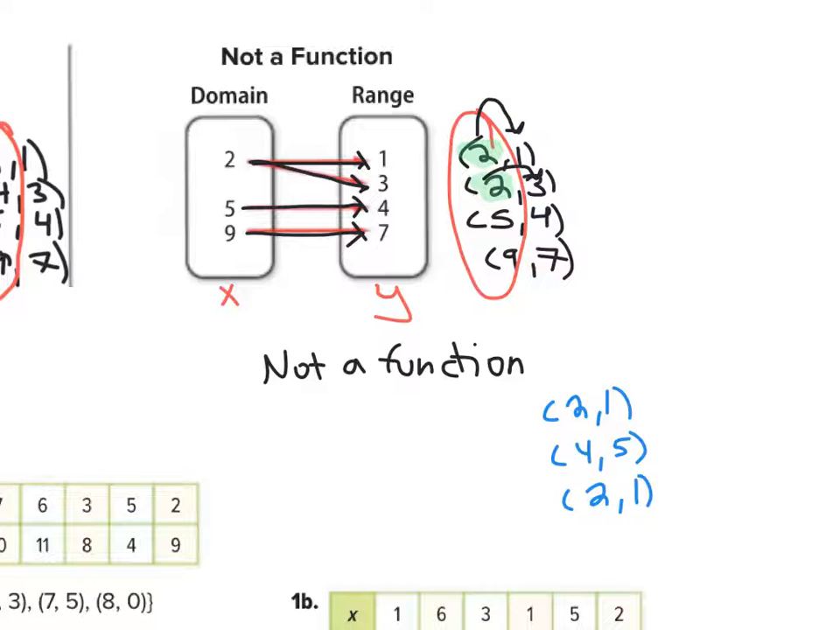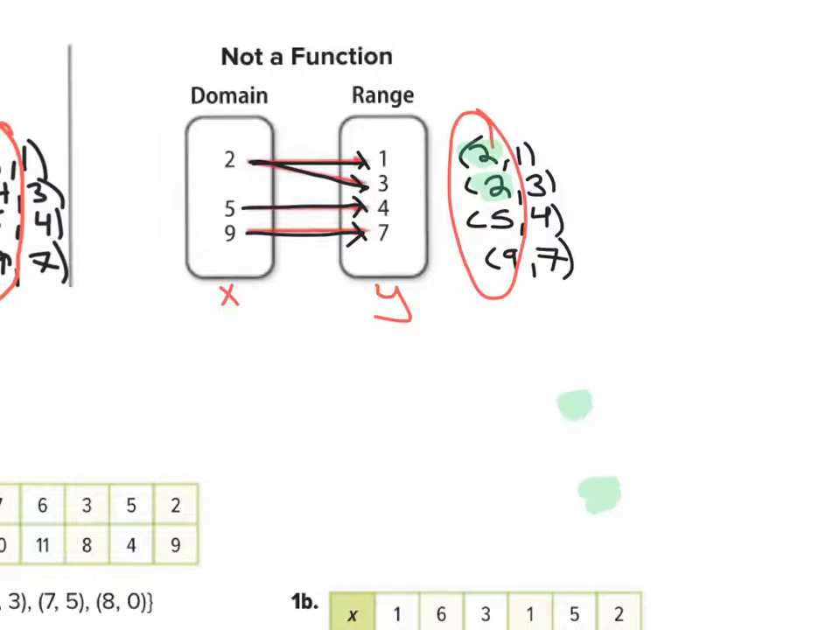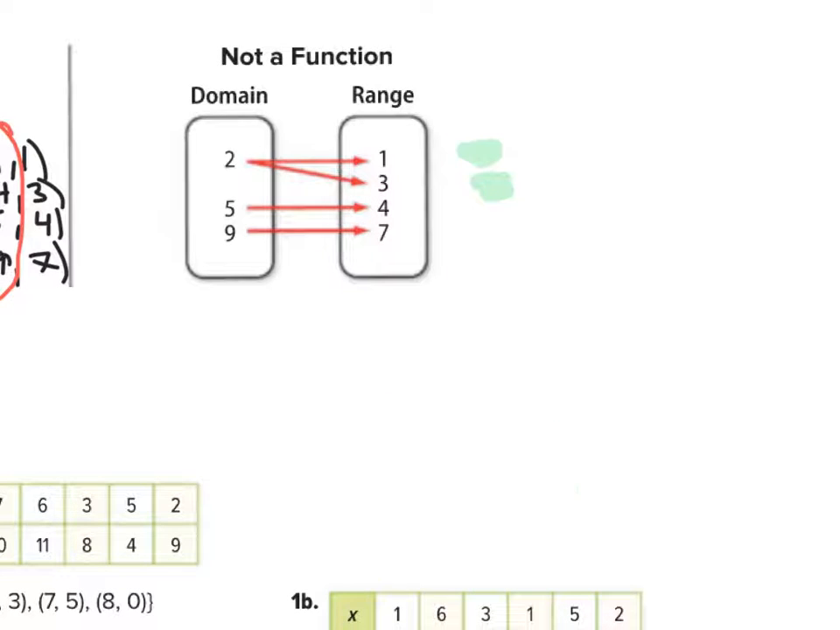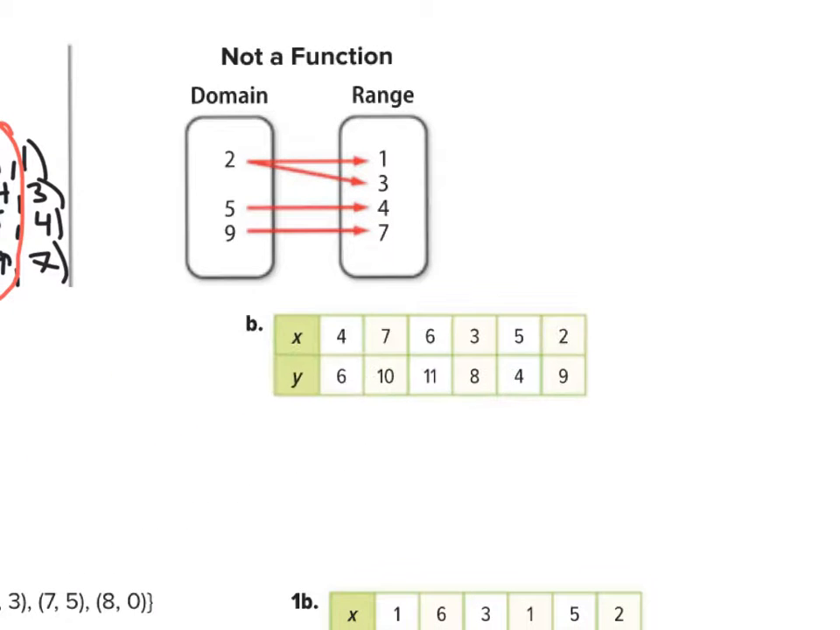So if I were checking to see if this was a function, again, I would notice that I have two of the same number. I have two 2's, but in this case, my 2 goes to a 1, and then when my 2 is seen again, it goes to the same number. So this would be a function because the same x is going to the same y. So if I have a repeat x, the same x that repeats, it has to go to the same y to be a function. Let's try a couple more.